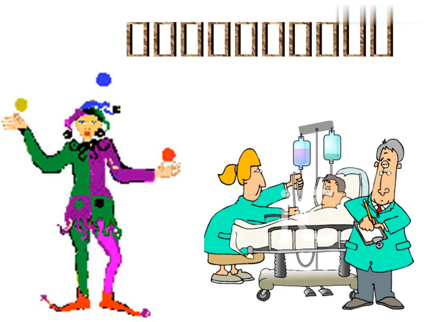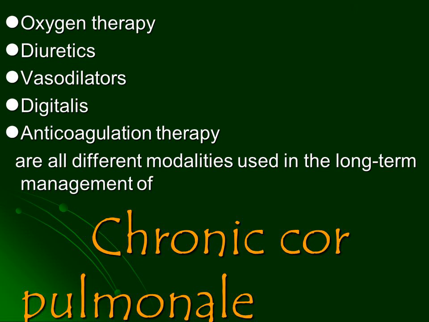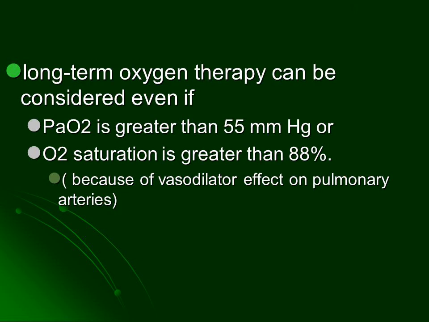Management. Oxygen therapy, diuretics, vasodilators, digitalis, and anticoagulation therapy are all different modalities used in the long-term management of chronic cor pulmonale. Long-term oxygen therapy can be considered even if PaO2 is greater than 55 mm Hg or O2 saturation is greater than 88%, because of its vasodilator effect on pulmonary arteries.